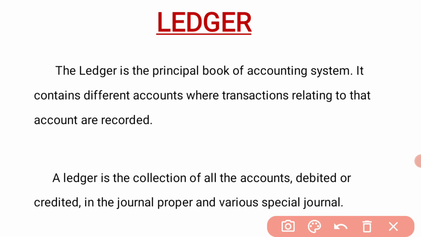A ledger is the collection of all the accounts which may be debited or credited in the journal proper and various special journals. So ledger is nothing but the collection of all the accounts which are debited or credited. Whatever transactions you record in the journal entry, those debited or credited are collected in the ledger account, that we can say is a ledger.